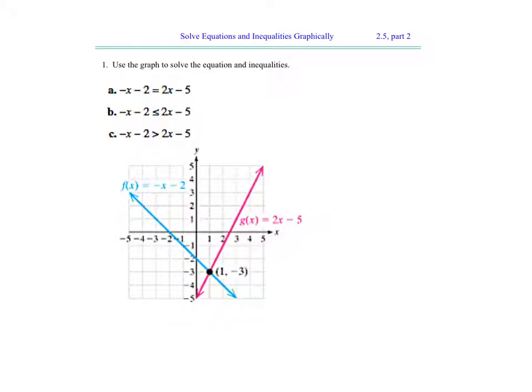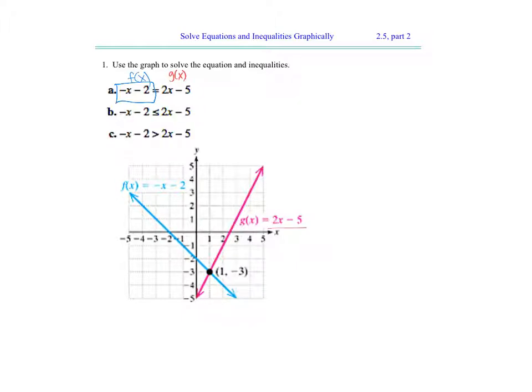Let's look at how we can solve equations and inequalities graphically. All right, so we've got two functions. We've got f of x is negative x minus 2, so there's our f of x function. And then g of x is 2x minus 5, so there's our g of x function.